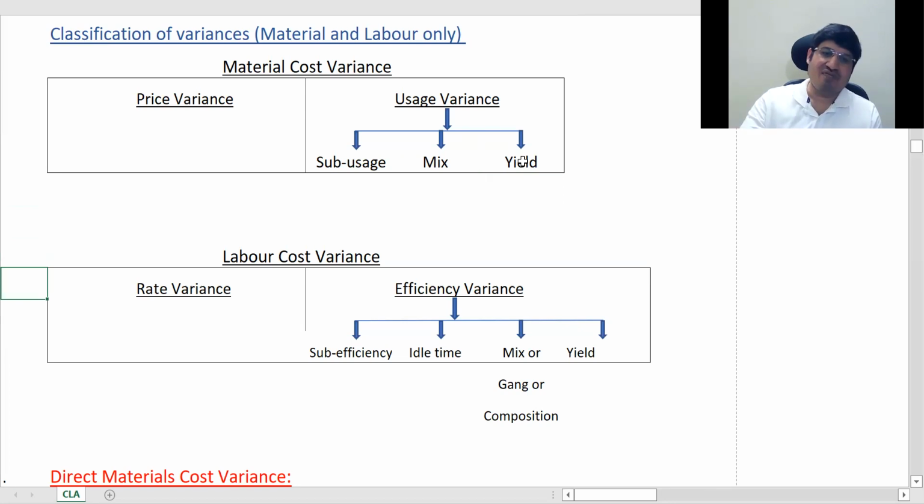We'll see why we call it differently. That also I'll tell you. Sub usage, usage means you are putting in raw materials, using them, right? Yield means you're getting the final output. So the difference is only in the way you are calculating it. Either you are calculating it like this or you are holding your hands like this. In the end, you are reaching the same place. It's like that. So now we'll do some problems of material cost variance, and it's very interesting.